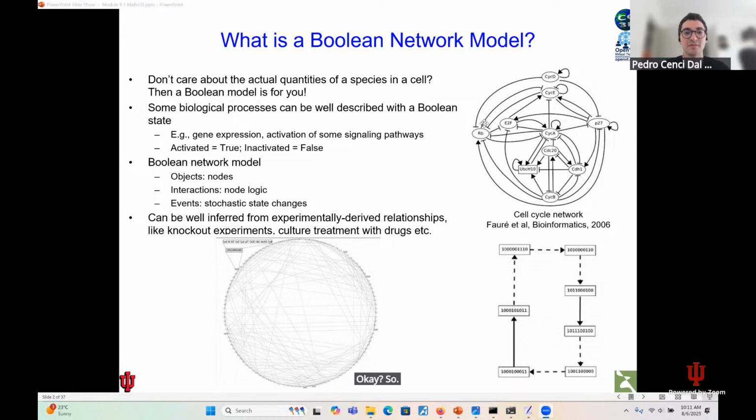So here we have nodes as objects. For example, in this beautiful model of cell cycle, our nodes are the cyclins, P27, and others. They interact via logics. For example, here cyclin B activates CDC20, CDH1 deactivates CDC20, so on and so forth. So these nodes interact via logics. If one node is up, the other node goes down, so on and so forth.